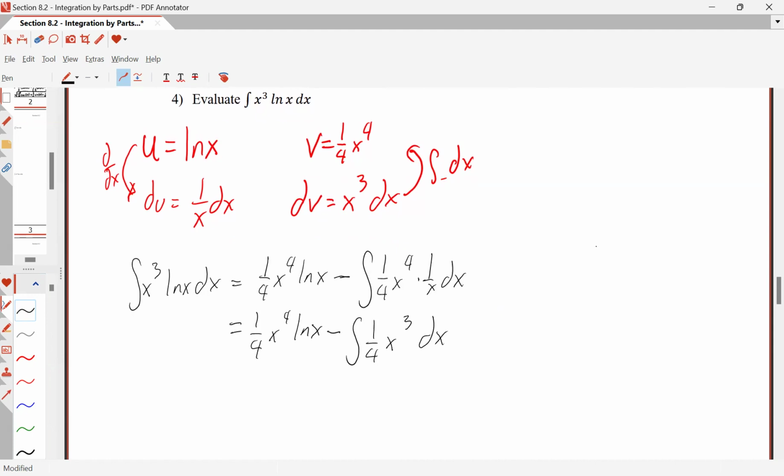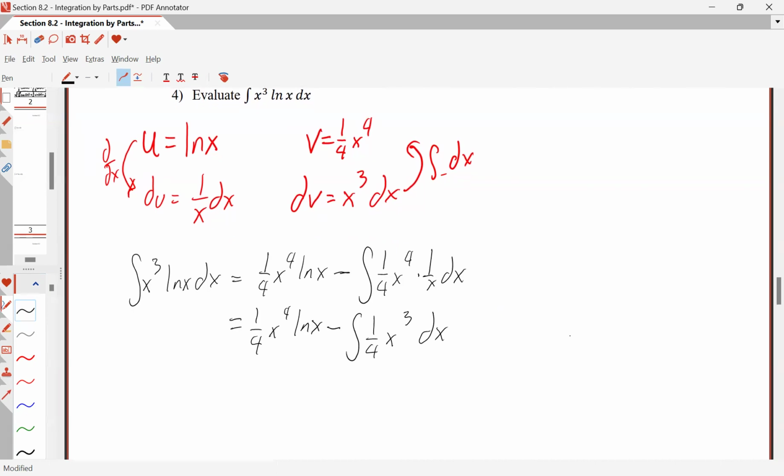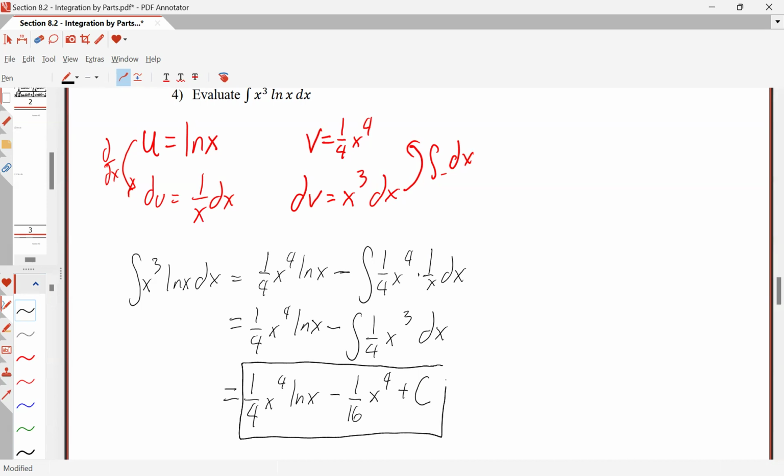We can integrate x cubed. We already did integrate x cubed. It became 1/4 x to the fourth, making this whole line 1/4 x to the fourth natural log of x minus 1/16, from 1/4 times 1/4, x to the fourth plus c. And there, using integration by parts, is our integral of x cubed natural log of x dx.